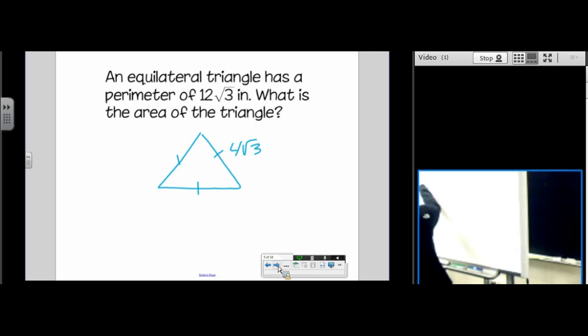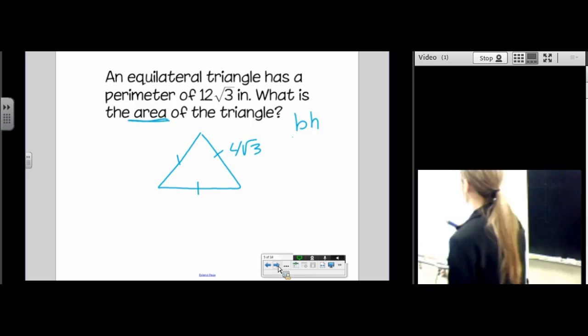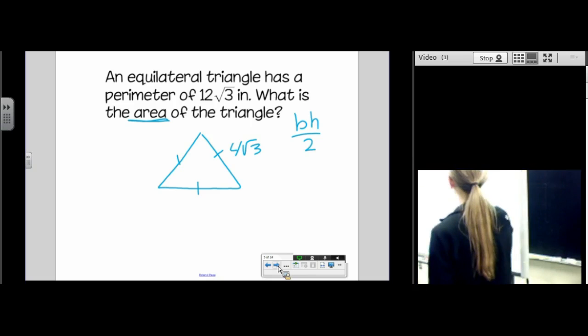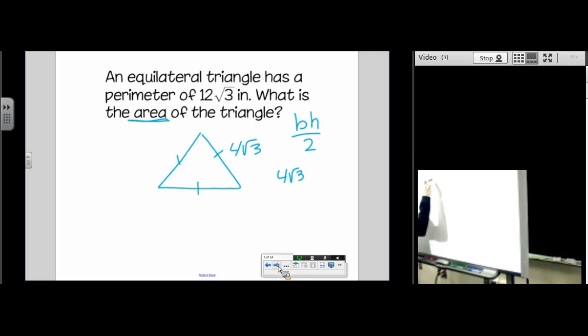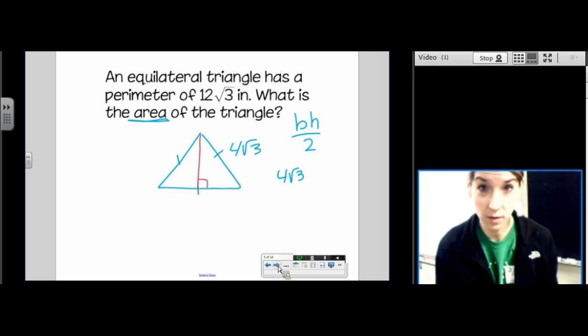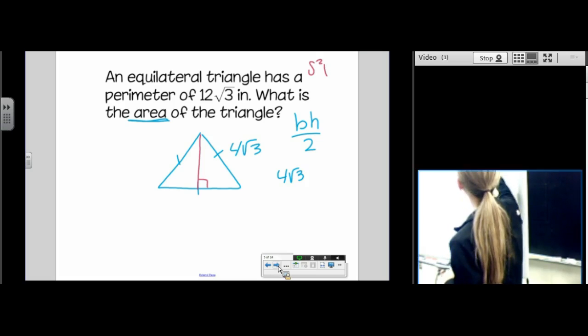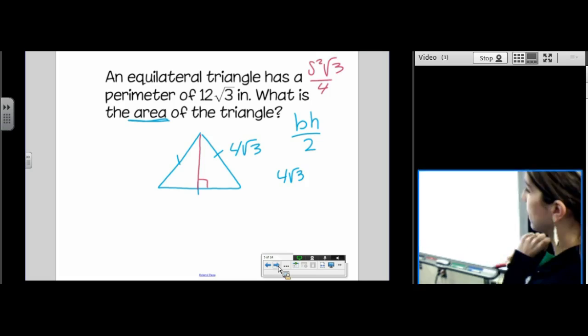We want to find the area. The area of a triangle, we need a base and we need a height. We're going to multiply them and divide by 2. The base is obviously 4 root 3. So now we need the height of this triangle. Or remember this, side squared root 3 over 4. You could also use that formula. I'm going to go with this one just in case you didn't memorize the other one.